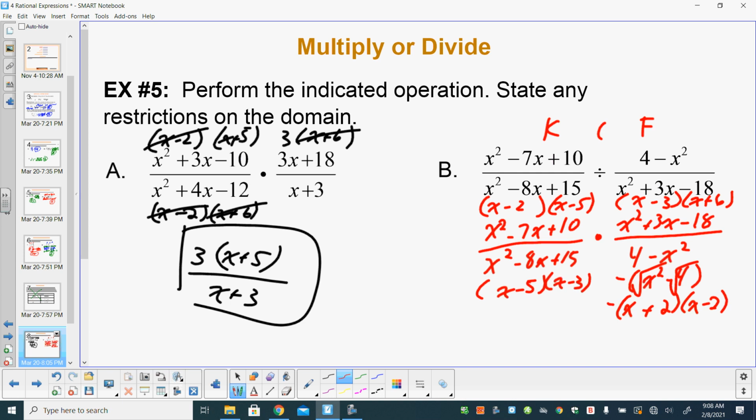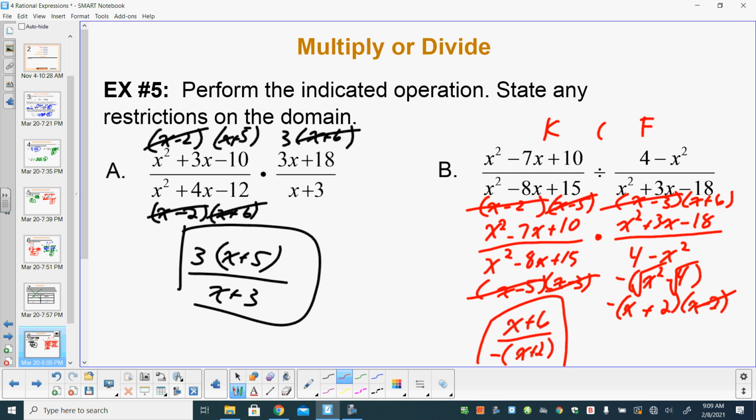All right, so now that everything's finally factored out, what can I do next? I can cancel out the x minus 2s, x minus 5s, and the x minus 3s. All right. What's left on top then? And what's left on bottom? Negative x plus 2. Therefore, you didn't have the right answer.